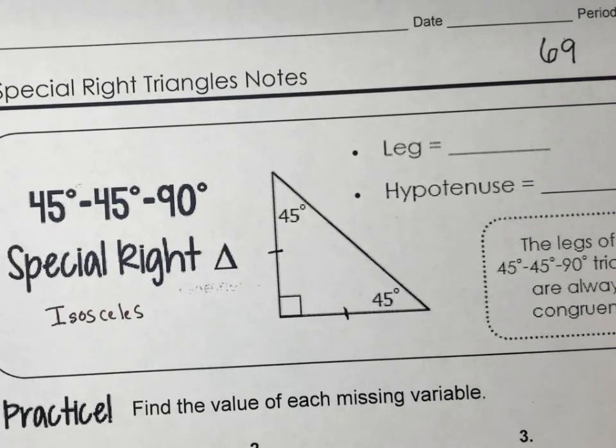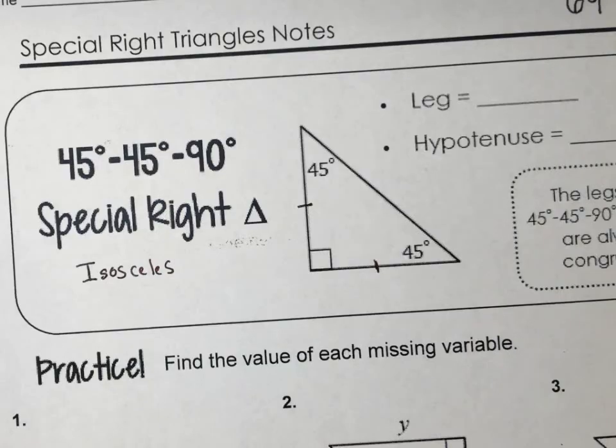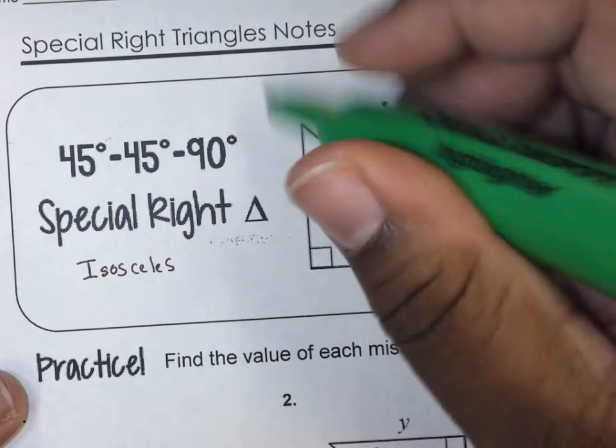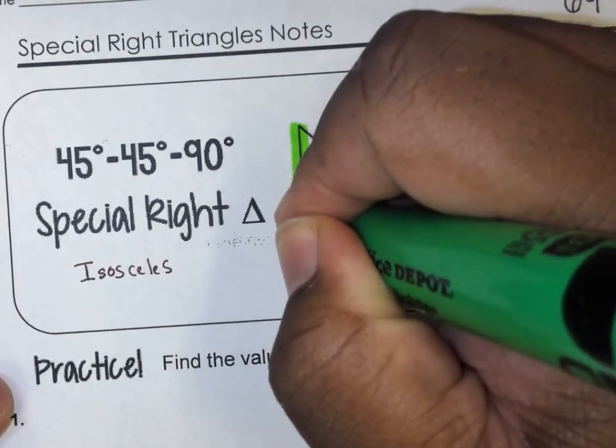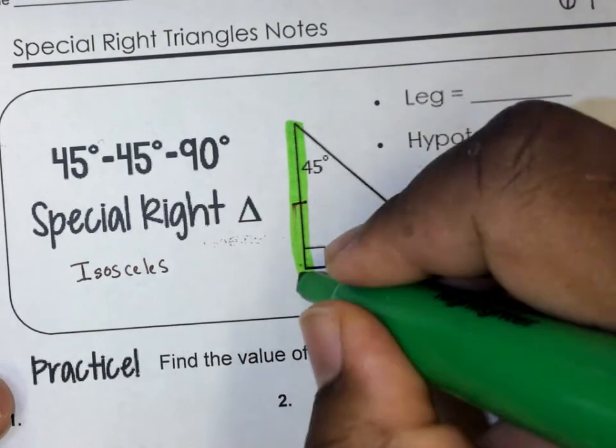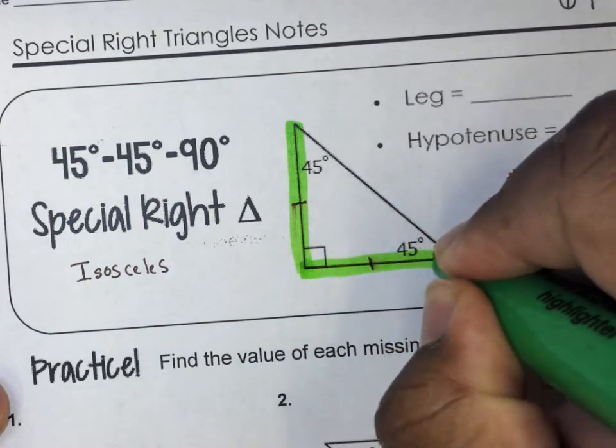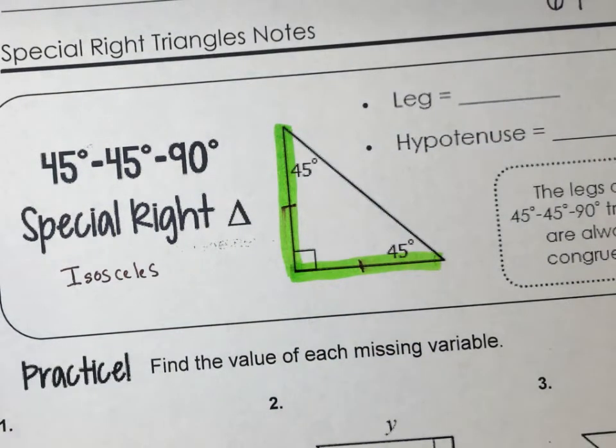I'm not going to go green or blue. Let's go green. I'm going to highlight these two legs for you. Here and here. If you have highlighters or color pencils, you might want to do this too. I'm color coding for y'all. These are my legs. They are congruent. Y'all should know that. These two legs, whatever one is, I should automatically know what the other is.